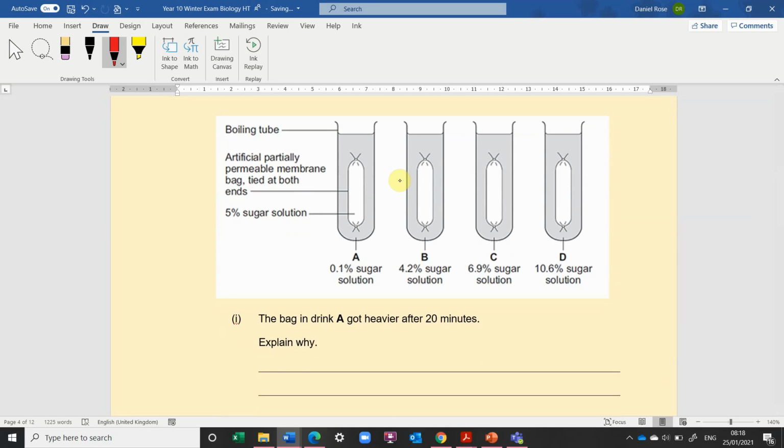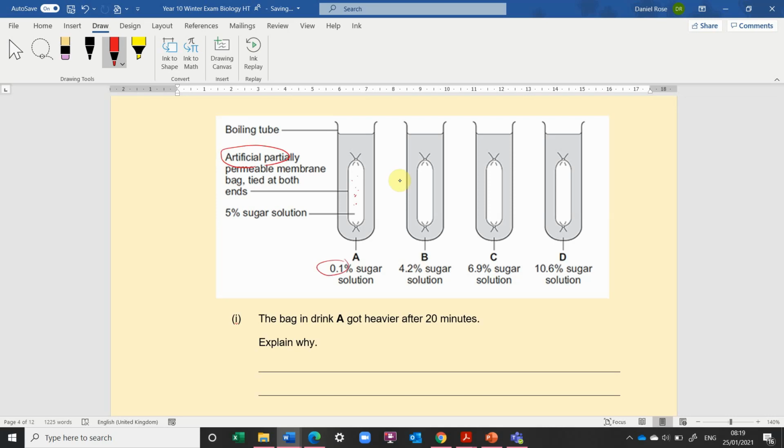You'll make fewer mistakes, and there's plenty of time to do so. So I've got the artificial bags, because you might have seen these, sometimes called Visking tubing. They look like little mini sausages, and it's tied at both ends, and it's got sugar on the inside. So I'm going to annotate my diagram just to make you think about this.